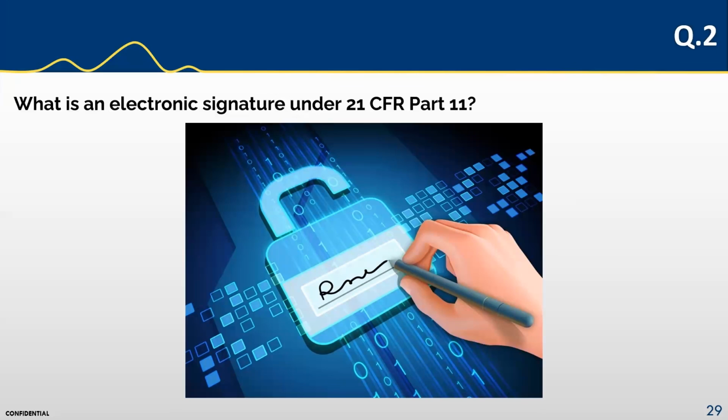Question number 2. What is an electronic signature under 21 CFR Part 11? Okay, Part 11 sets standards for using electronic signatures. Signatures must include a printed name, the date and time, and the reason for the signature, if it's a review, approval, responsibility, or the authorship, etc. Signatures need to have a unique login and a unique password attached. That means you should enter your password every time you sign a document and never sign using someone else's email address login.